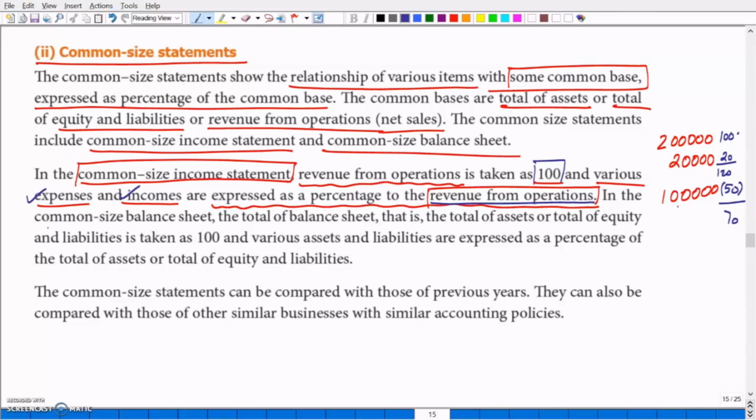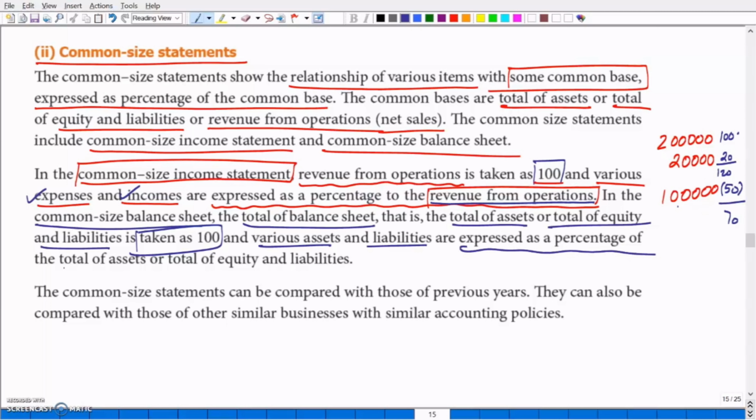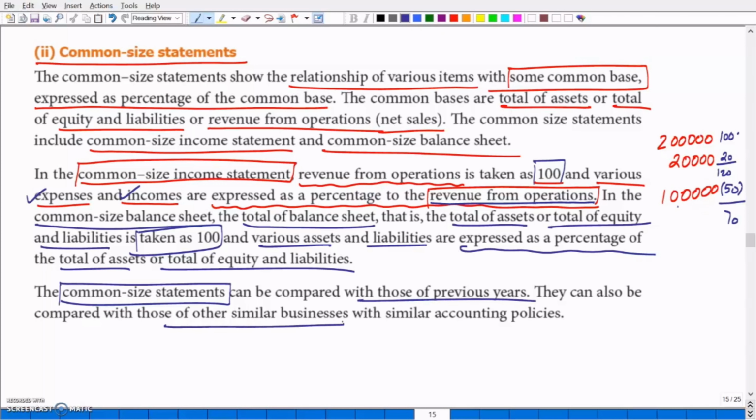Then if you take common size balance sheet, the total of the balance sheet, that is nothing but the total of assets or total of equity and liability, will be taken as 100. Then various assets and liabilities will be expressed as a percentage of total assets or total equity and liability. And how do we do the analysis here? We will be comparing the common size statement with previous years. We can also compare that with other similar businesses which have similar accounting policies.